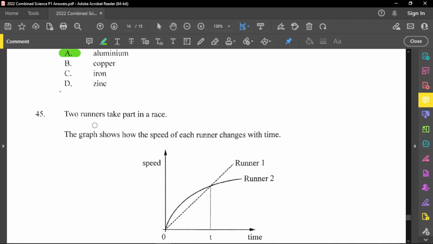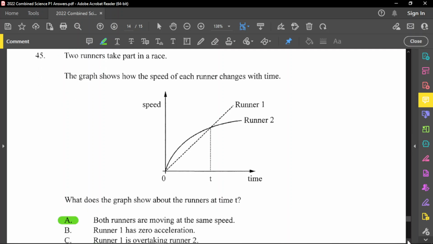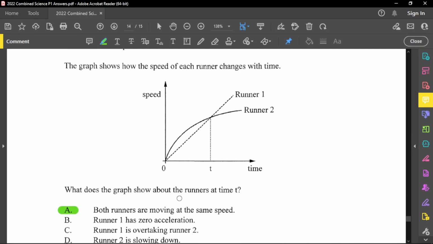For 45, it said two runners take part in a race. It said the graph shows how the speed of each runner changes with time. And so you notice the broken line is runner 1, the unbroken line is runner 2, and we have speed on the Y and time on the X. And so the question now asks, what does the graph show about the runners at time T?